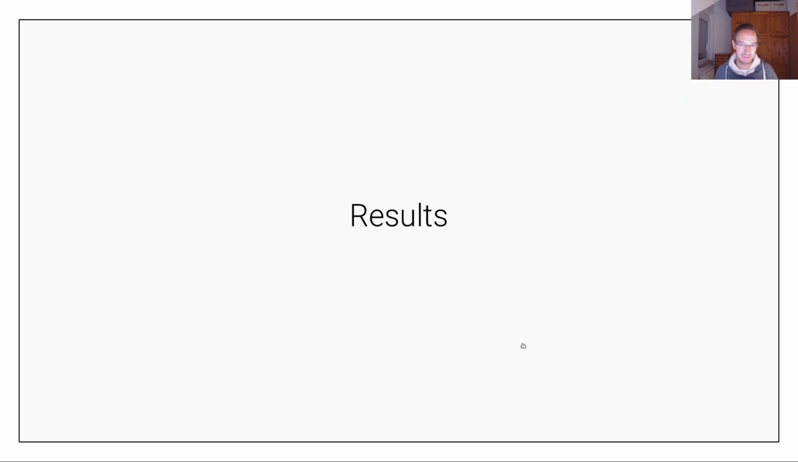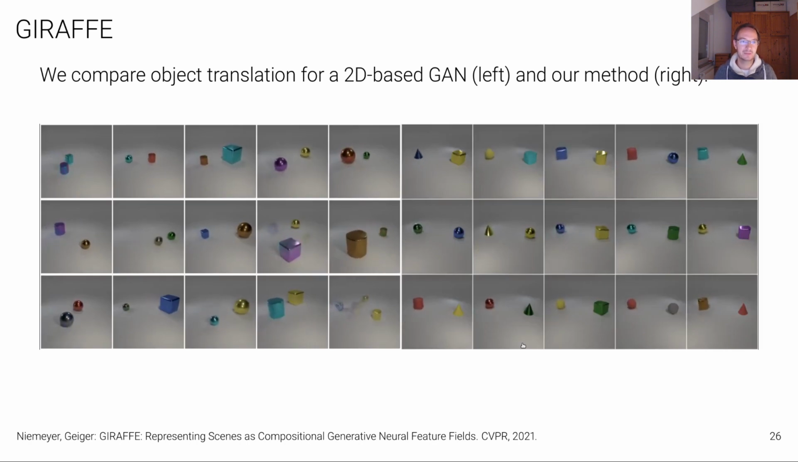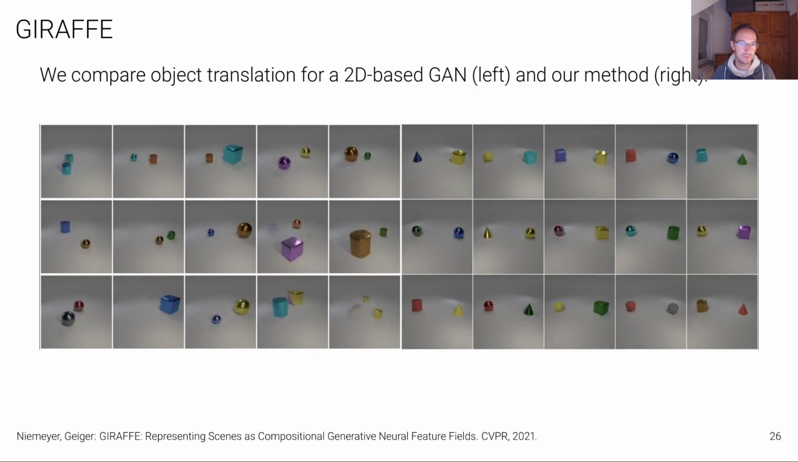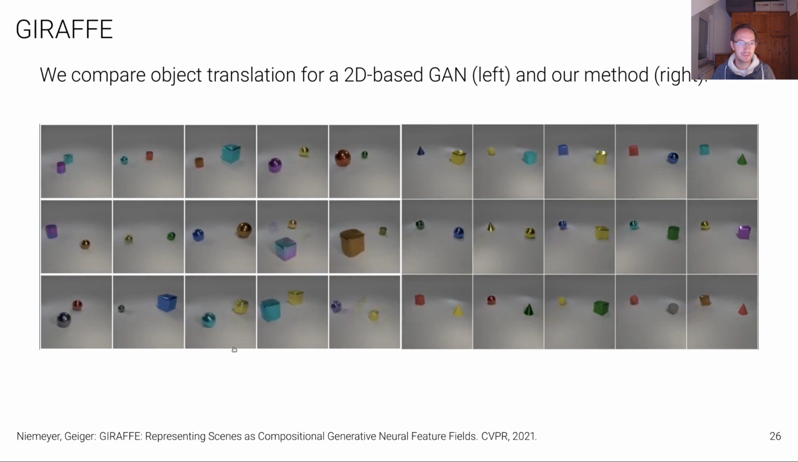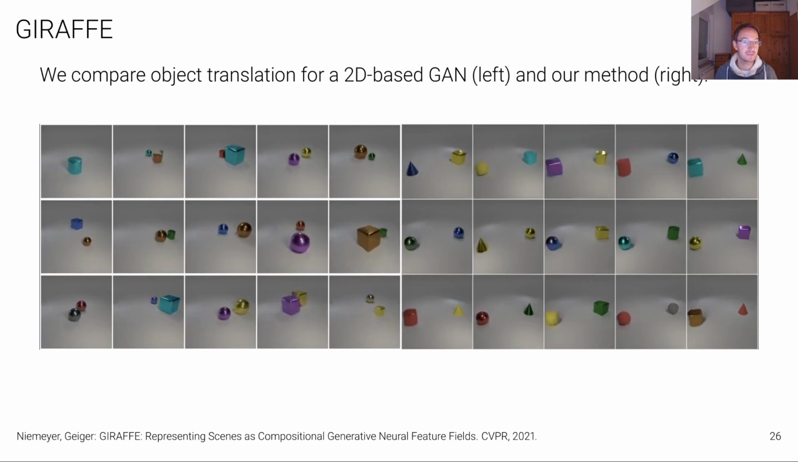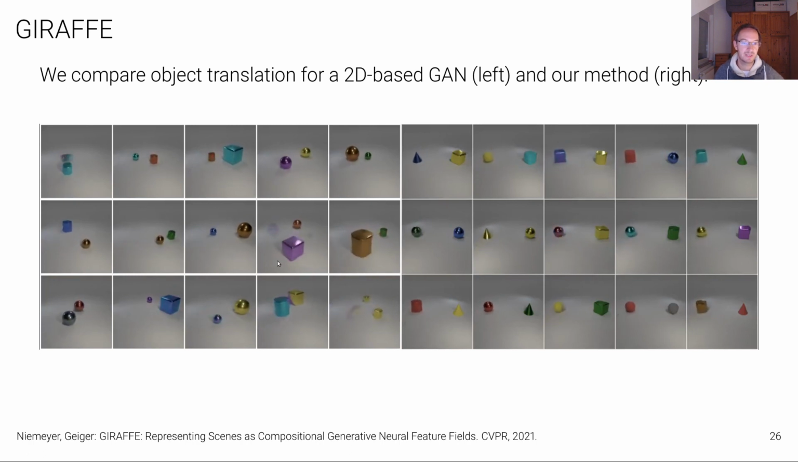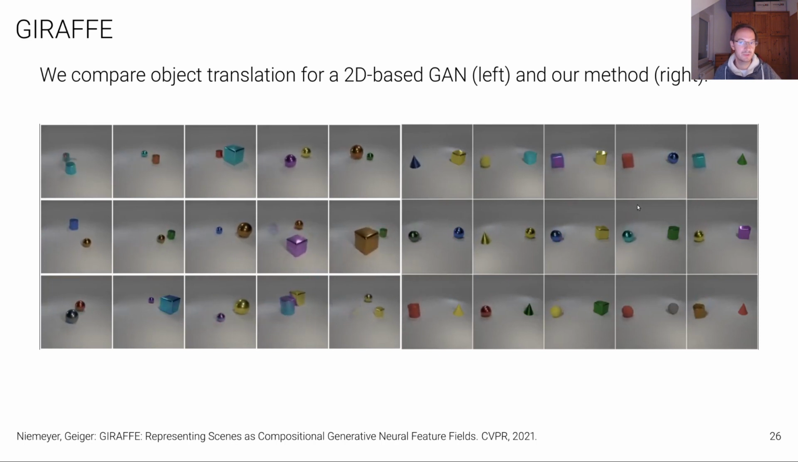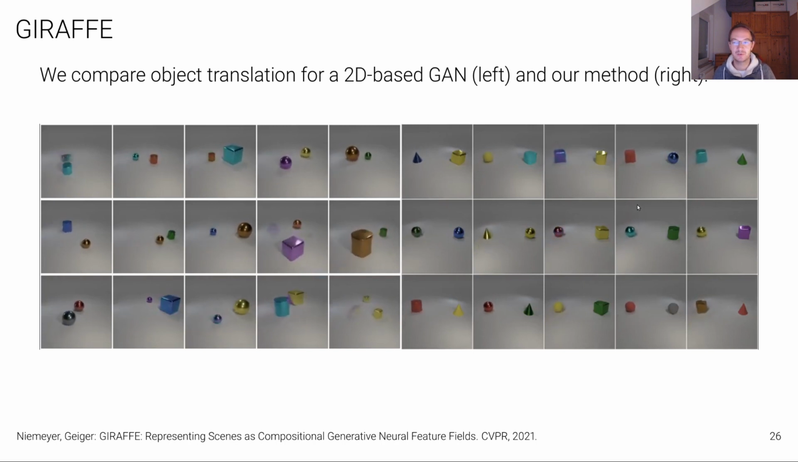Let's have a look at some results. So here we compare our method on the right against a standard 2D GAN on the left on the task of object translation. And as you can see here, the 2D GAN isn't able to fully disentangle the different latent aspects of the scene. And when you translate an object, sometimes also the identity changes, or the color or the appearance changes, while in our approach we can modify precisely one component only. We have full disentanglement and we can translate independently of the object shape or color.